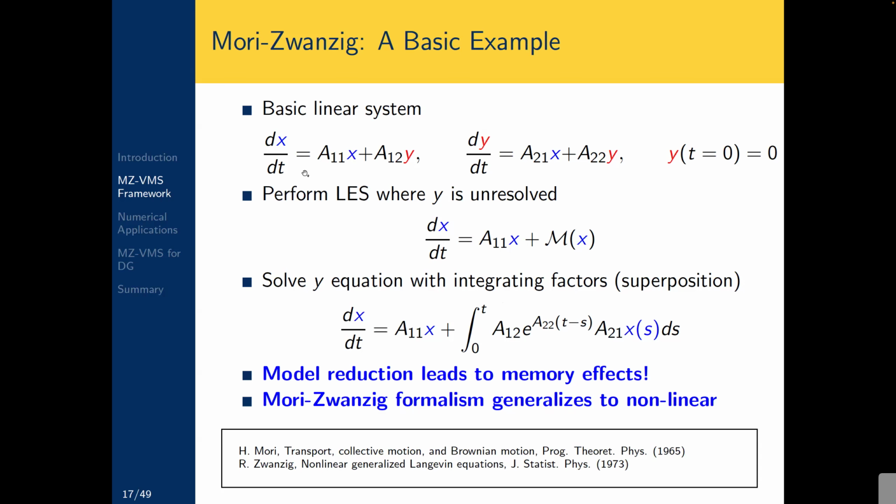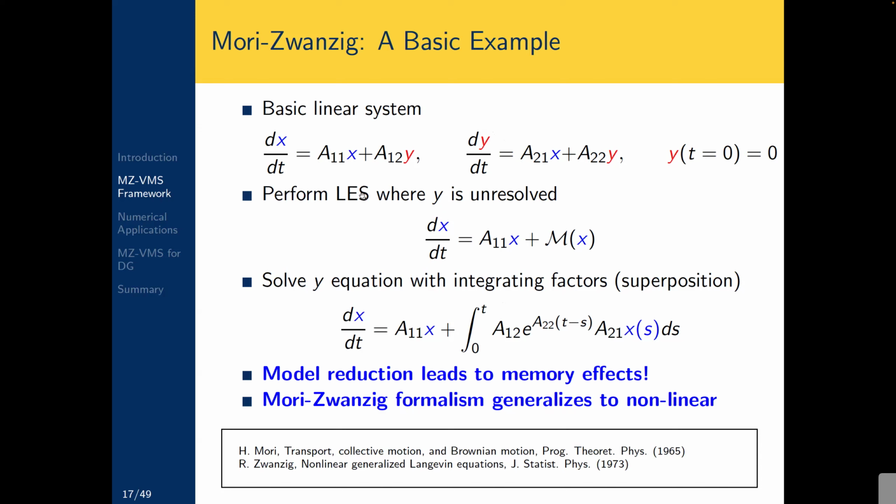So let's just say you have a basic linear system with two components: dx/dt equals a11 x plus a12 y, and dy/dt equals a21 x plus a22 y. And just for preciseness, we're going to say the initial condition of y is going to be 0.